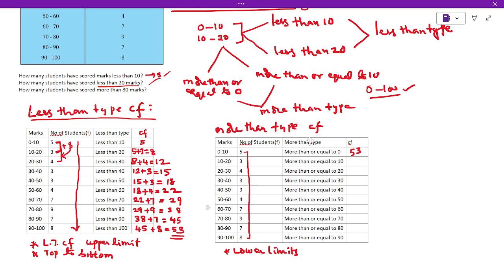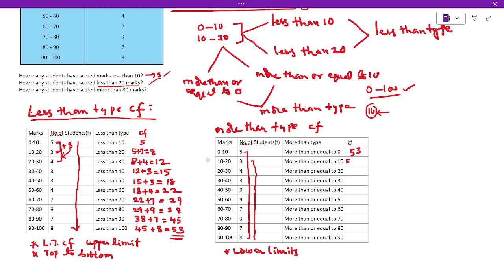Clear? Now move to the second one, more than or equal to 10. What is the meaning of that? Here more than or equal to 10 means I keep 10 as the benchmark. I want to know the number of students who got 10 or more only. That means I don't want the number of students who got less than 10, right? So I need to add all these numbers, which is equivalent to just subtracting.